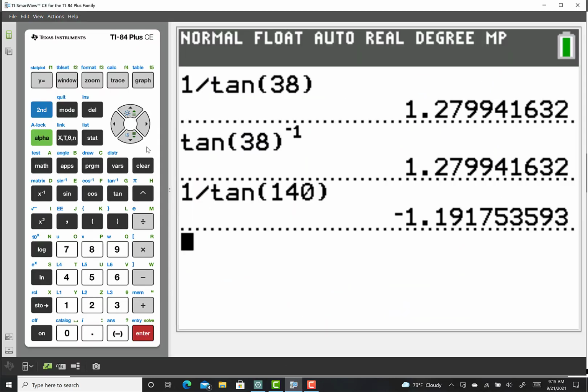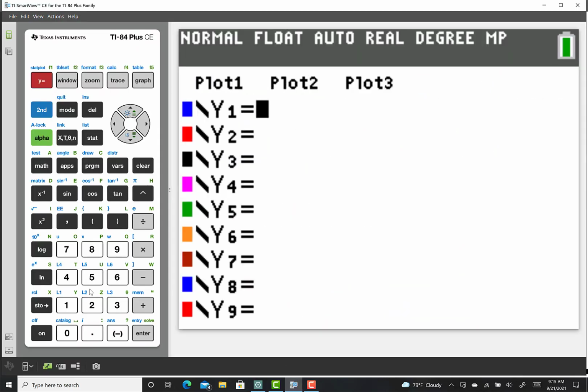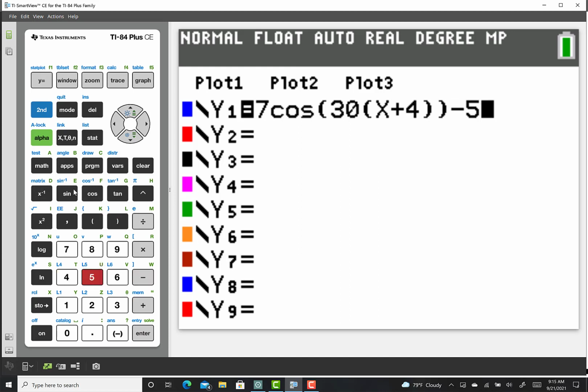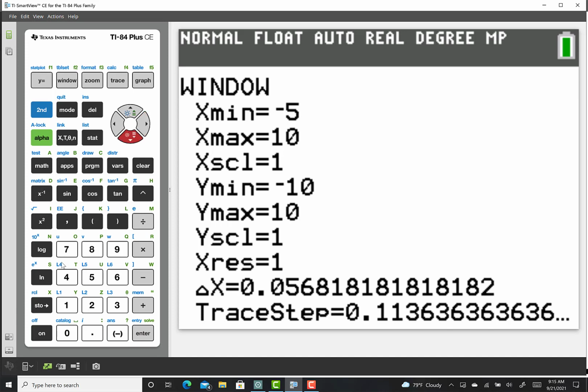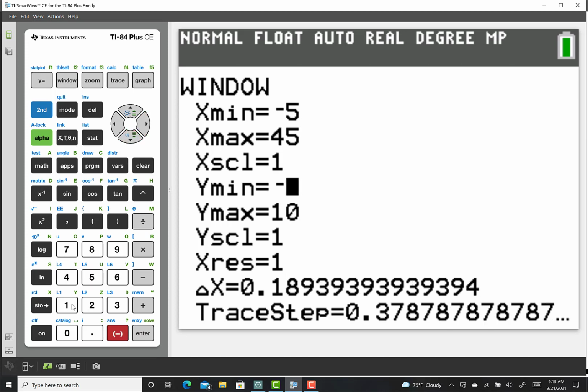Y equals, what was the equation that we got, guys? 7 cosine 30 x plus 4, close, and then minus 5, right? Okay, let me check my window here. I went from negative 5 to like 45 or something, and then y min negative 15 to y max 5, and I don't care about that graph.